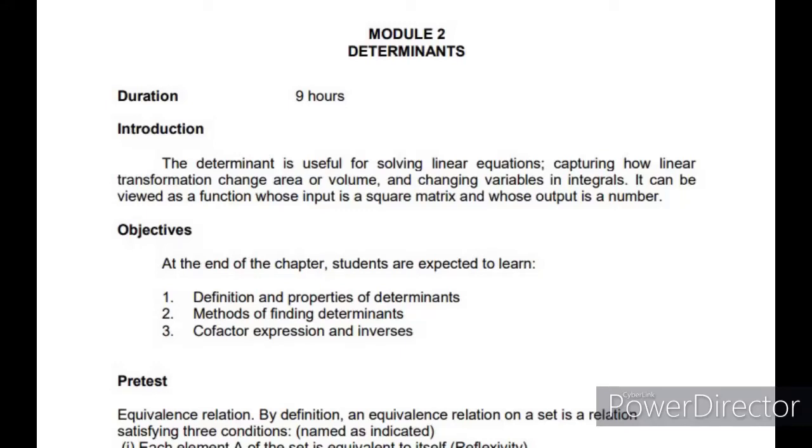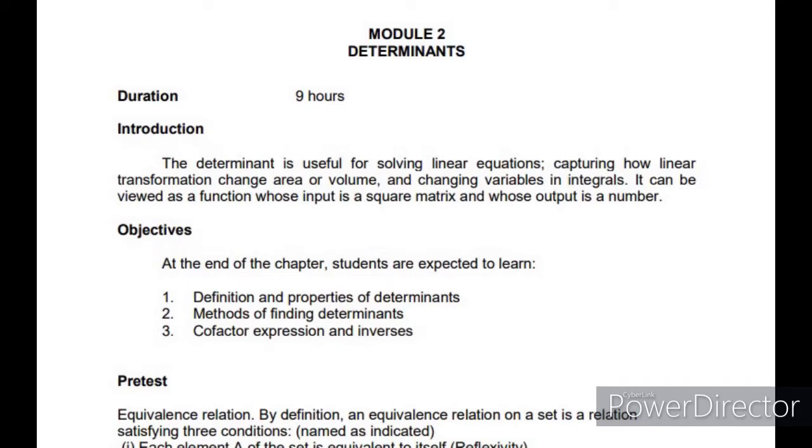Good day, everyone. This is Module 2 of Advanced Mathematics for Industrial Engineering. This module is about the determinants. The duration of this module is 9 hours.